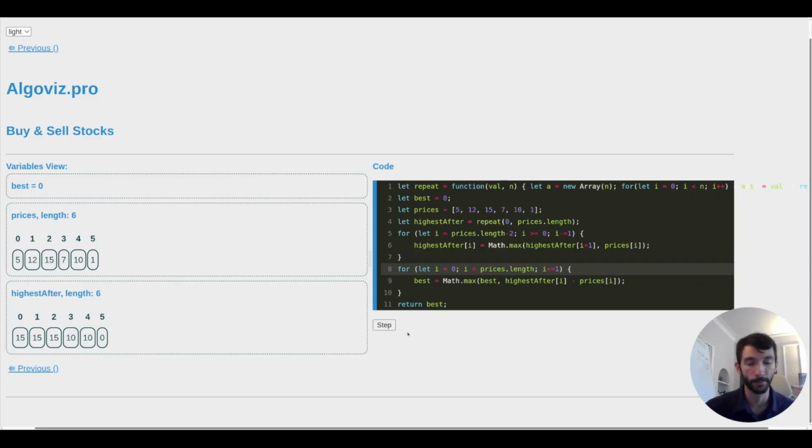And with this computed, it's very efficient to just go ahead and do one more pass through the array and calculate the best profit. So the best profit is always going to be the best of the profits that we've seen so far, and a new candidate, which is computed by taking the highest after value at some position and subtracting the price at that position, because this is the scenario where we bought at this point and we know that we were able to sell for some higher value later.